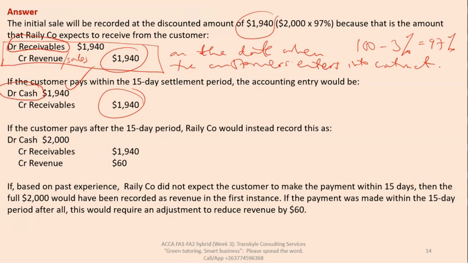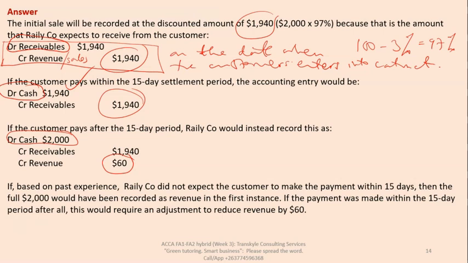But if the customer pays after the 15-day period, the company would instead record this as debit cash 2,000 because he is going to pay in full, no more discount. And credit receivables as usual because he has paid, so the receivable is going down. We also credit sales because initially we had reduced this sale, thinking he was going to pay in time. But because he did not pay in time, he had to pay that other $60 which we had ruled off from him.